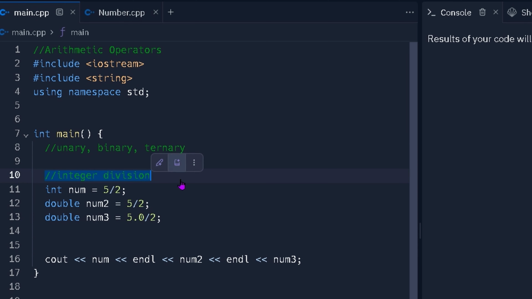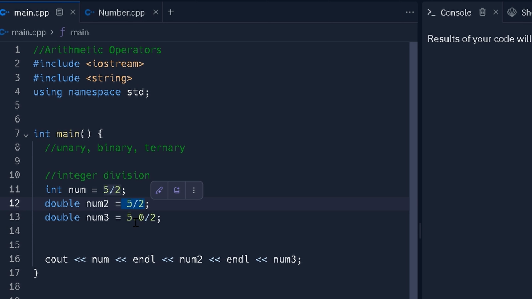Let's talk about integer division. So if we have int num = 5 divided by 2, well, 5 divided by 2 is 2.5, right? But since this is an integer, its output is only going to be 2. And if we have double num2 = 5 divided by 2, remember doubles can hold decimals. However, if we use integer values, it's going to return an integer value.